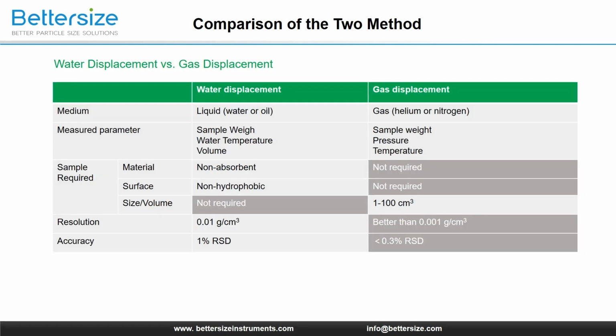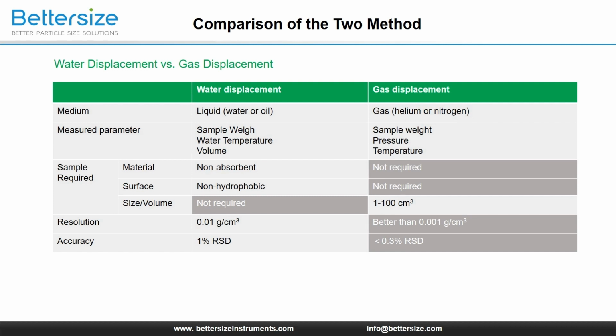So, which method is suitable for determining the true density of your sample? In the comparison of the two methods, we can find that, in the water displacement method, a liquid such as water or oil is used as the analysis medium, while a gas such as helium or nitrogen is used as the analysis medium in the gas displacement method.